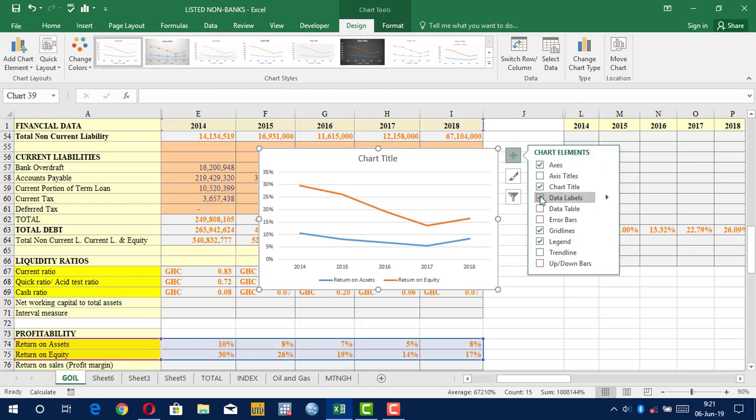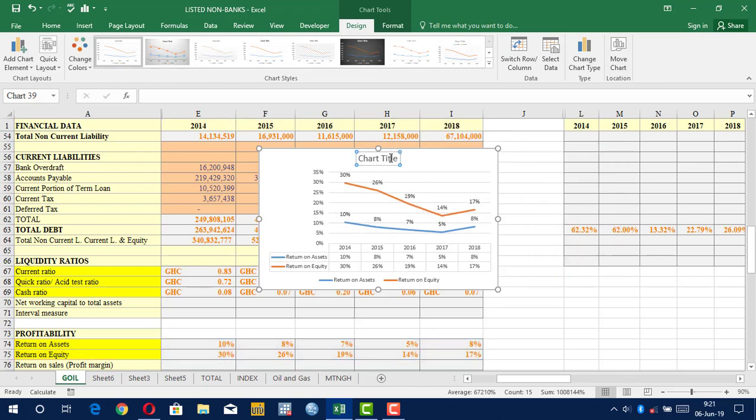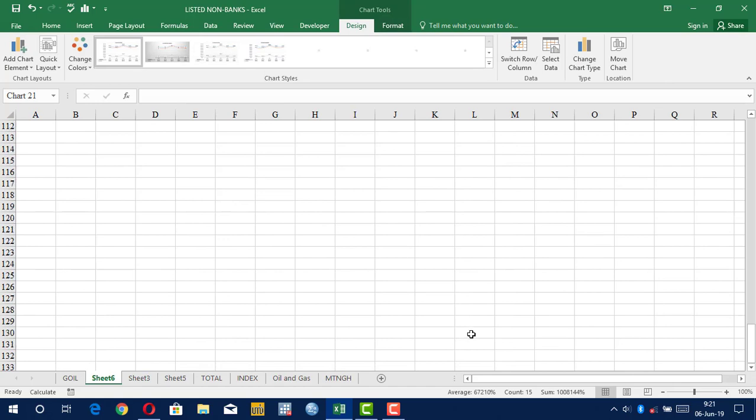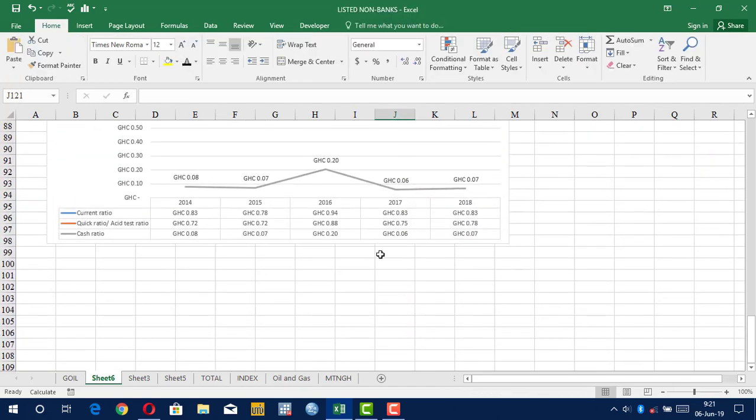Let's add the data labels, charts. Now let's rename this as our profitability. Let's take it to our empty sheet and do a proper explanation to it.